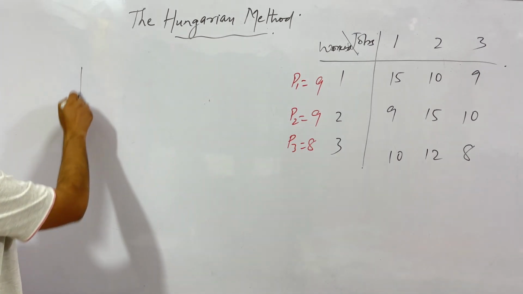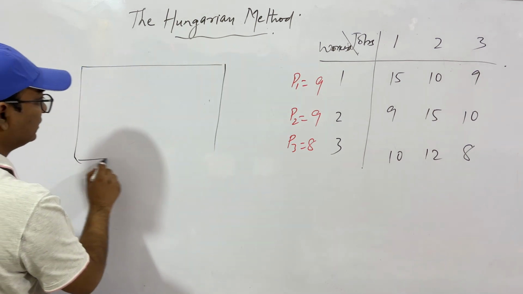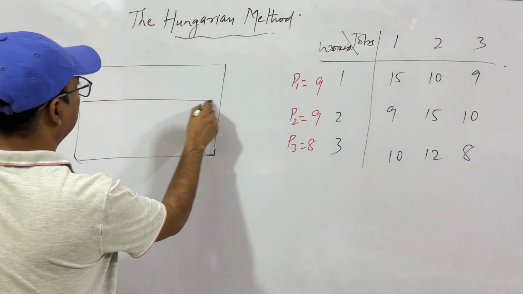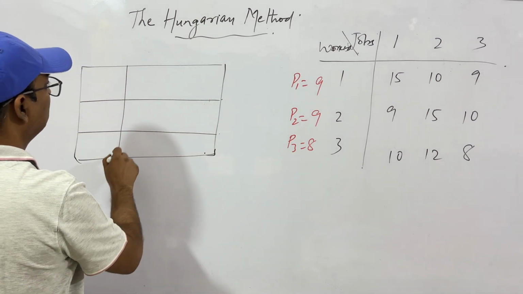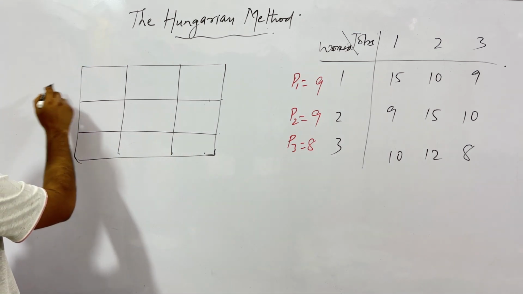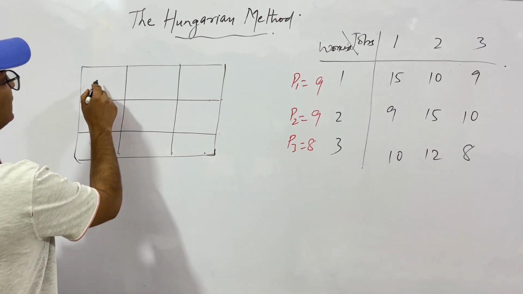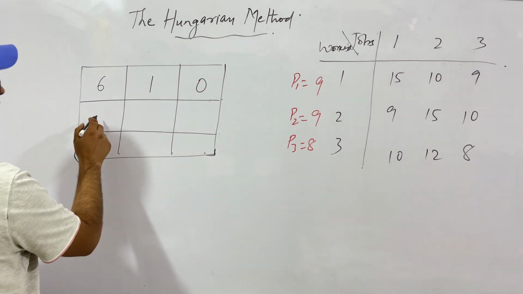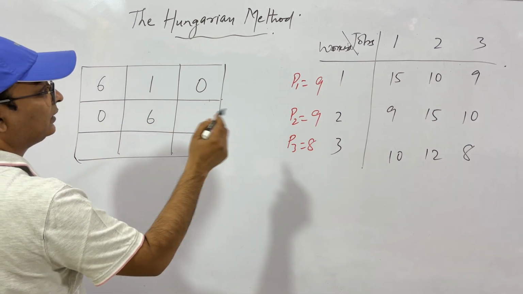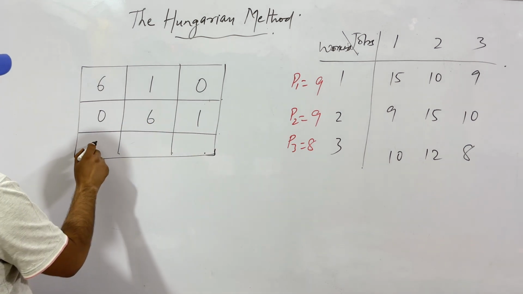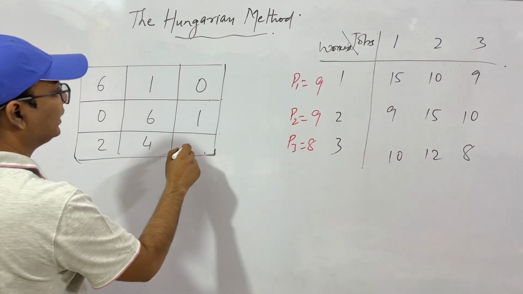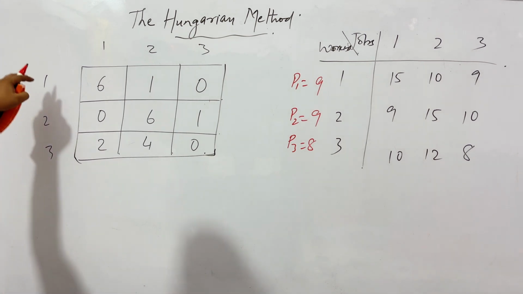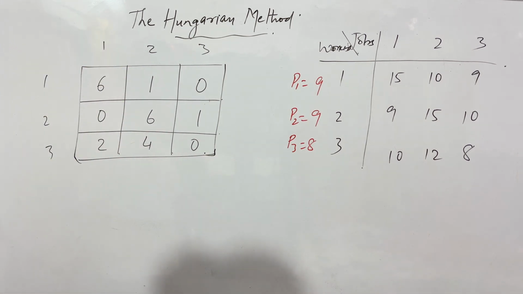If you do this, the matrix that you will get is like this. 15 minus 9 is 6, 10 minus 9 is 1, 9 minus 9 is 0, 9 minus 9 is 0, 15 minus 9 is 6, 10 minus 9 is 1, 10 minus 8 is 2, 12 minus 8 is 4, 8 minus 8 is 0. So this is our new matrix, for workers 1, 2, 3 and jobs 1, 2, 3. This is step 1.